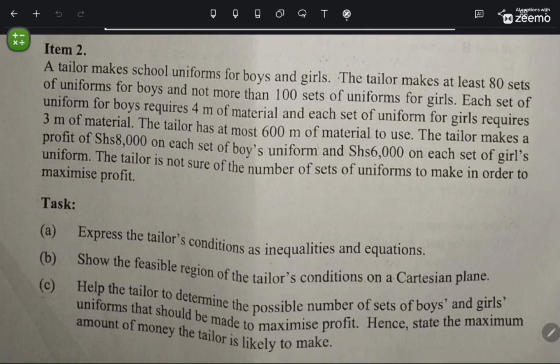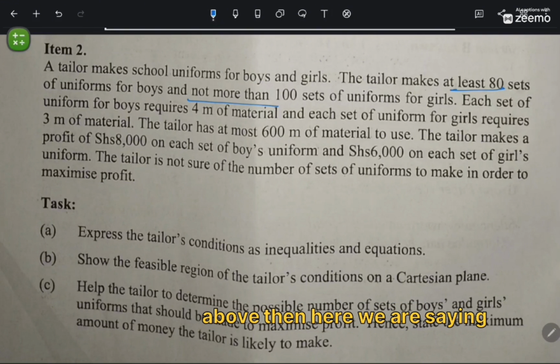So a tailor makes school uniforms for boys and girls. The tailor makes at least 80. So the word here we are saying is at least 80. So the tailor makes at least 80 sets of uniforms for boys and not more than 100 sets for girls. Not more than. So when we see here at least 80, what comes into our minds? It means that the tailor makes 80 and above.